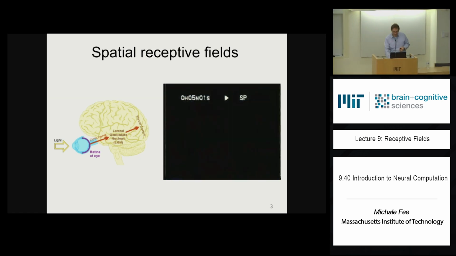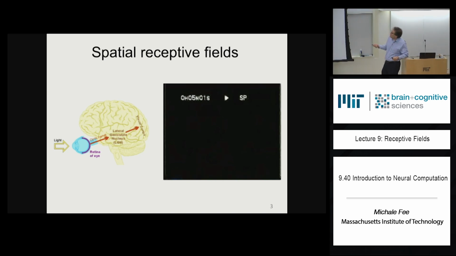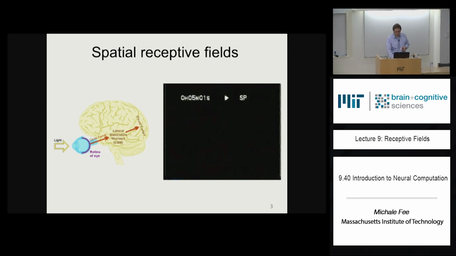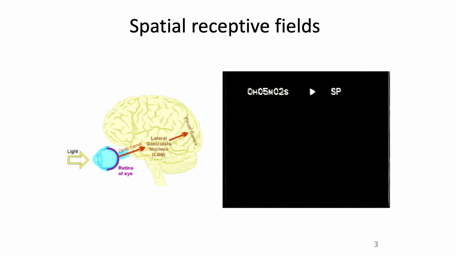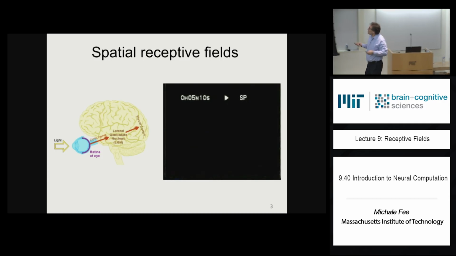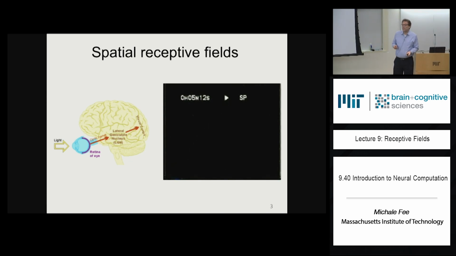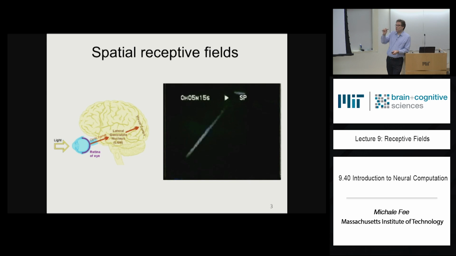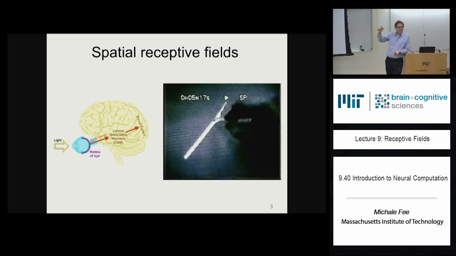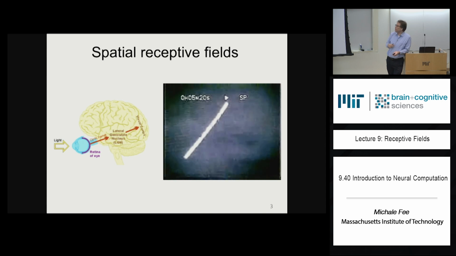Okay. That was actually a cell, I should have said, that's in the thalamus, that projects to visual cortex. So that was a thalamic neuron. Here's what a neuron in cortex might look like. They started recording in the thalamus. They saw that those neurons responded to spots of light in small parts of the visual field. They were actually recording from neurons in visual cortex.